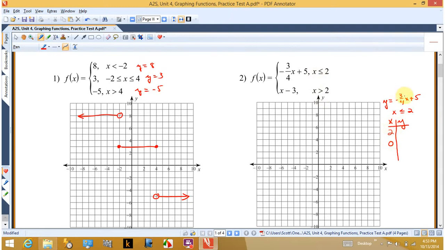So if I plug 2 into this equation, that's going to be a negative 3/4 times 2. 3 times 2 is a negative 6, all over 4, so that's a negative 6/4, that's a negative 3/2. So I would end up with a negative 3/2 plus 5. That would be a negative 1.5 plus 5 should give me 3.5. If I plug 0 in there, I'm going to get 5. Okay, so 2, 3.5. Closed dot because it can equal 2. And 0, 5.